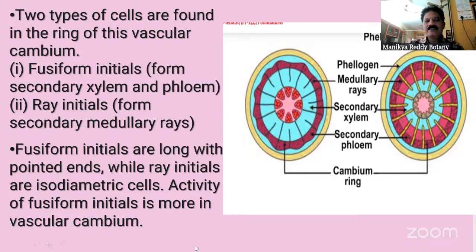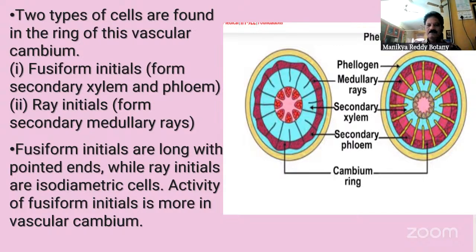Due to the activity of ray initials, xylem rays are formed inside. They are secondary xylem rays. And the phloem rays are formed outside the cambial ring. They are secondary phloem rays or secondary medullary rays. And inside, more daughter cells are formed. That means comparatively more secondary xylem is formed inside. Outside the cambial ring, less secondary phloem is formed.